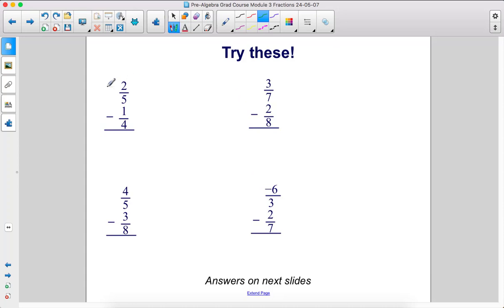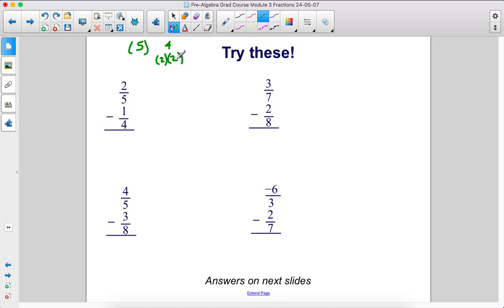Try these. All right, let's start here. We need the common denominator for these two fractions, 5 and 4. So 5 is a prime number. 4 is 2 times 2. So there are our factors. We have to multiply them all together.